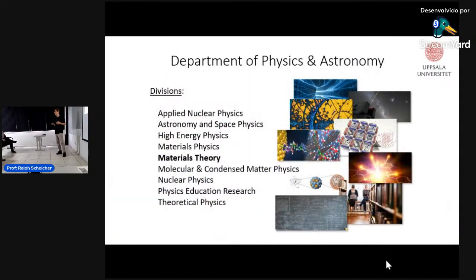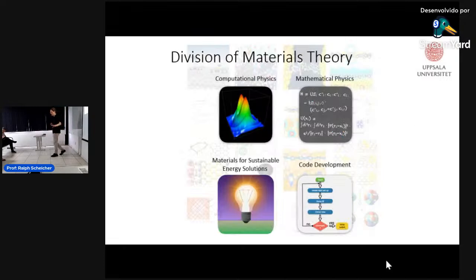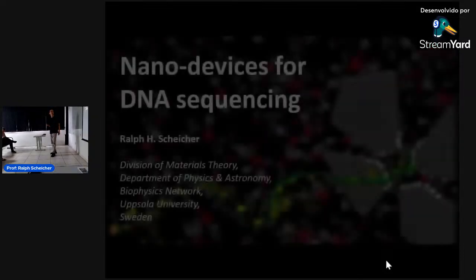And the department of physics and astronomy, as you can see here, is divided into several divisions where we cover, in principle, all the areas of physics. I'm working in the division of materials theory, and there you can also subcategorize the research into computational physics, where I'm working in mathematical physics, a branch that is just focused on materials for sustainable energy solutions. And then we're also doing some code development, so we're developing new algorithms to implement new electronic structure methods. Okay, back to the title slide.